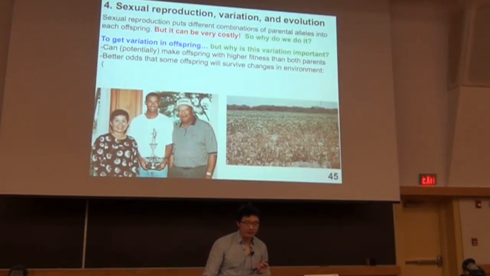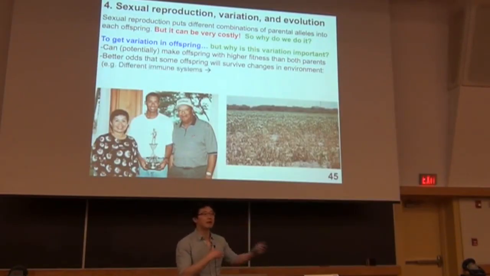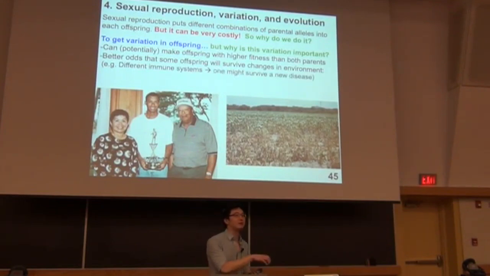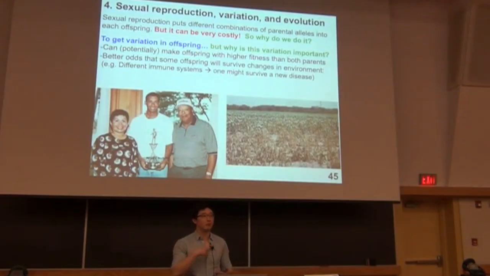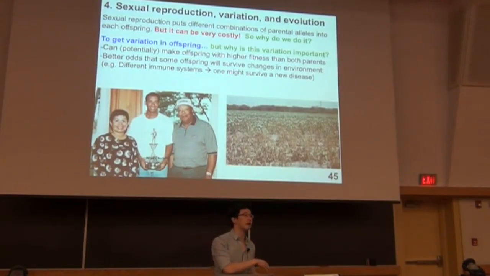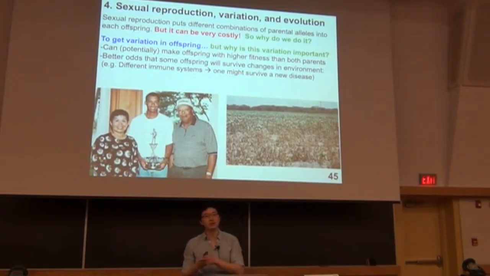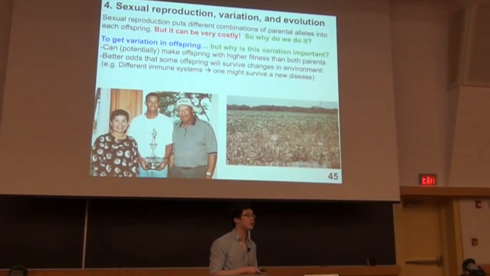But if you made many different offspring with many different kinds of immune systems, then there's a better chance that one of your offspring might survive the disease, even if both you and your mate and most of your kids die. So those that did sexual reproduction, one of them might have the combination that allows them to survive this disease. Those who did asexual reproduction might have had more offspring, but with this one bad event, all of them would die, because they're all genetically the same.